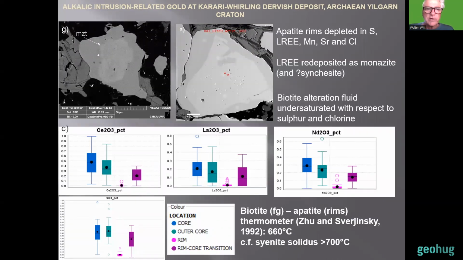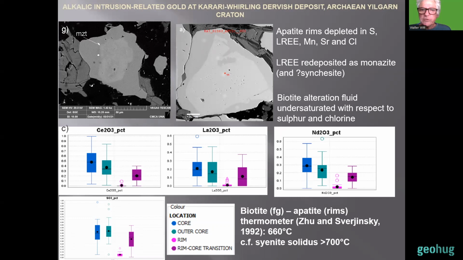More images, backscattered electron images of apatite showing the rims of the grains that have been altered by interaction with the biotite-producing hydrothermal fluid. These rims are depleted in sulfur, light rare earths, manganese, strontium, and chlorine. The light rare earths are redeposited as monazite, either in the rims themselves or the surrounding groundmass. The fact that the rims are depleted in sulfur and chlorine means that the biotite alteration fluid was undersaturated with respect to both sulfur and chlorine.